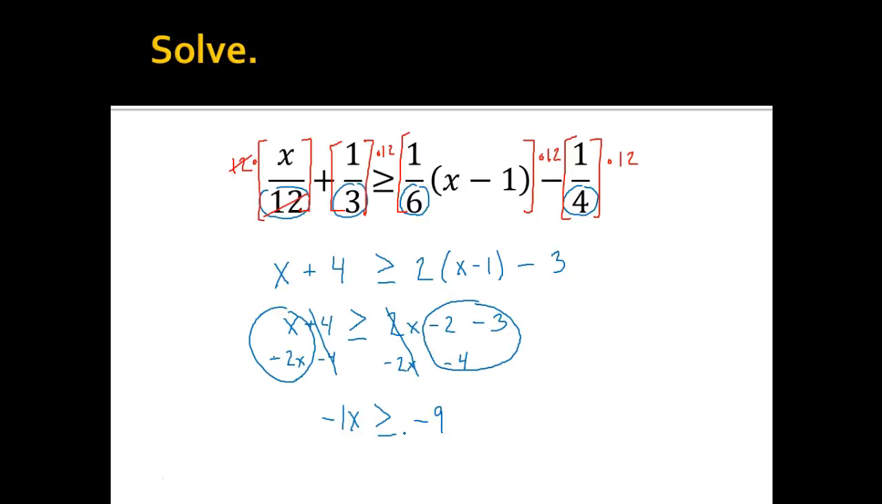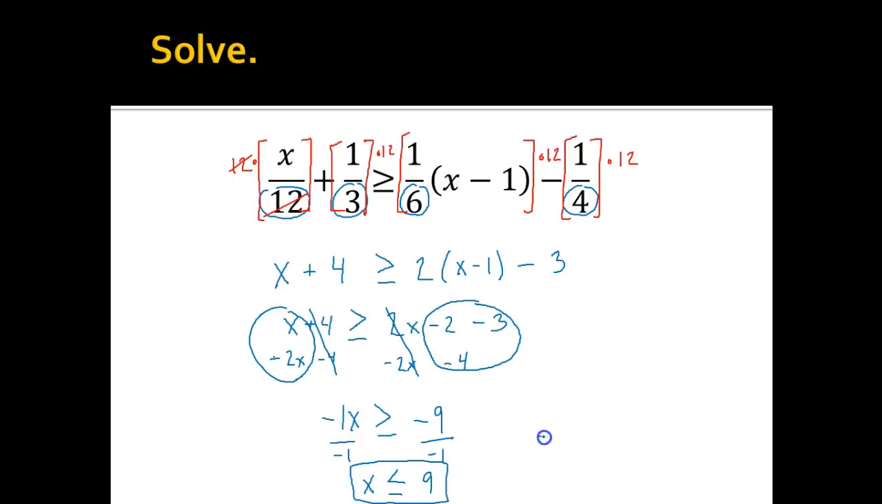Now, we want to find out what x is, not what negative x is, so we're going to divide by negative 1. Now this is the tricky spot for inequalities. Remember that if I multiply or divide both sides by a negative number, and that's what I'm doing here, we swap the inequality sign. So negative 1 divided by negative 1 is 1, 1x, but I have to swap the inequality sign. Now it's less than or equal to, and negative 9 divided by negative 1 is 9. So x is less than or equal to 9.